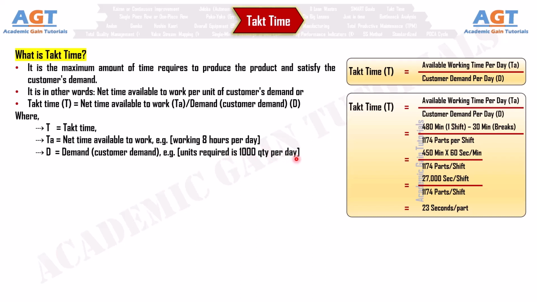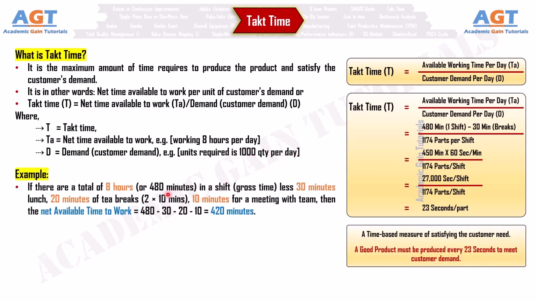Example, if there are a total of 8 hours, or 480 minutes, in a shift, gross time, less 30 minutes lunch, 20 minutes of tea breaks, 10 minutes for a meeting with team, then the net available time to work equals 480 minus 30 minus 20 minus 10, which is equal to 420 minutes.